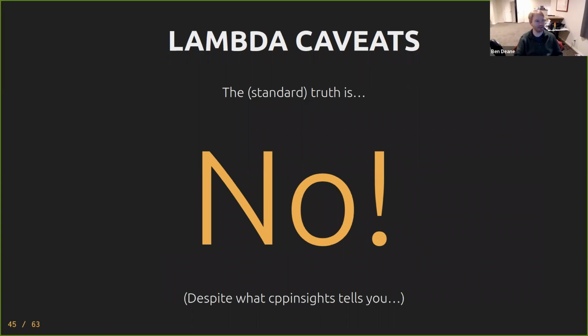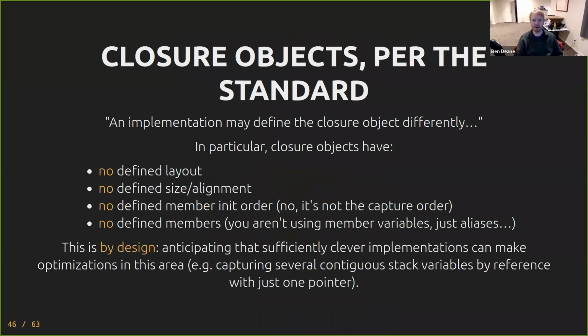But the truth about lambdas in the standard, about lambda expressions and the closure objects they produce, is a bit more complicated. The closure objects have no defined layout, no defined size or alignment, no defined member initialization order, in particular, not the order you capture things in. And in fact, no defined members. When you access members inside the closure, you aren't using variables, you're just using aliases that the compiler is allowed to do whatever with, right? And this is by design. This is so that sufficiently smart compilers can make optimizations.